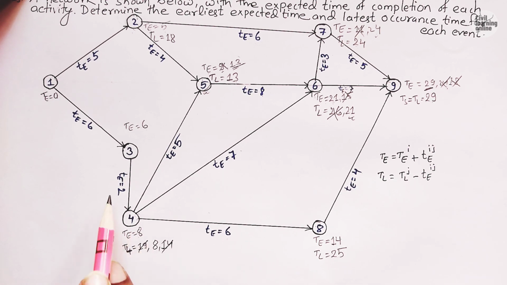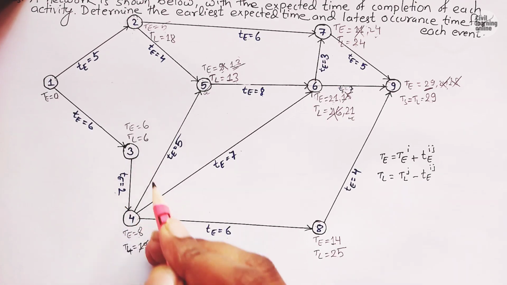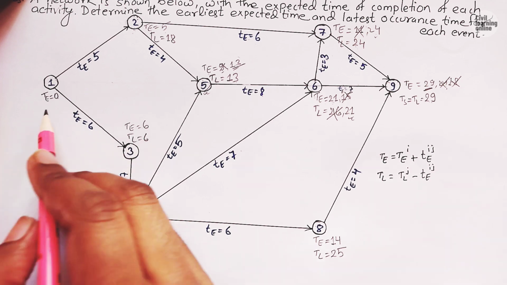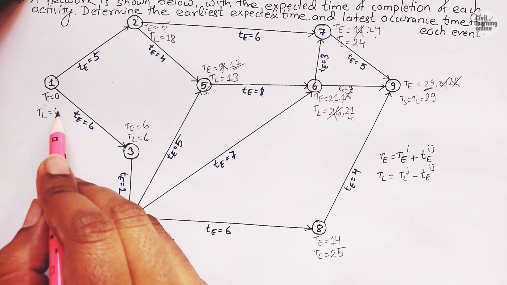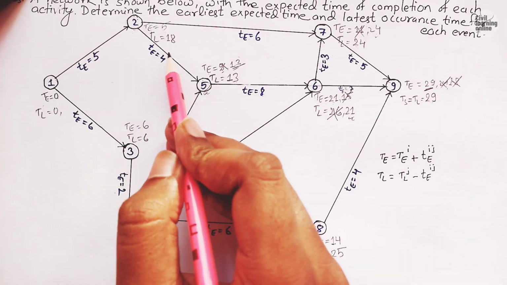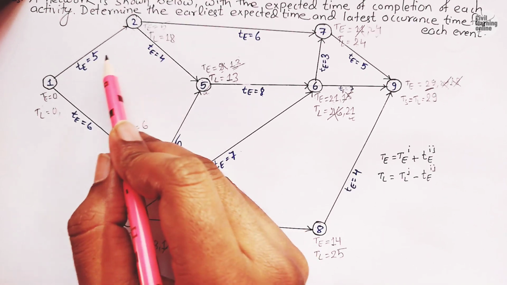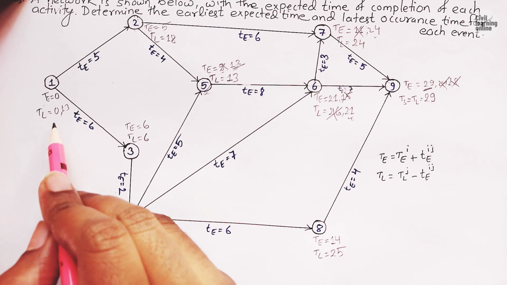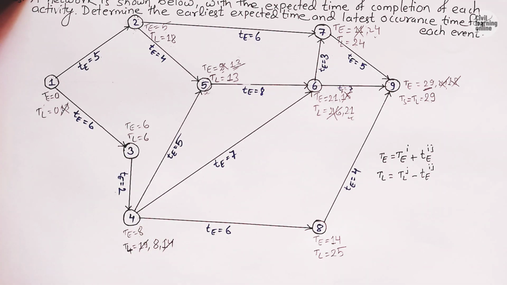Now 8 minus 2. TL of event 3 is 6. 8 minus 2 is 6. Now 6 minus 6 is 0. So TL of event 1 is 6 minus 6 equals 0, and 1 will be from here. So TL of event 2 is 18. So 18 minus 5 is 13, and the minimum of these two is 0. So TL of event 1 is 0. And also slack.